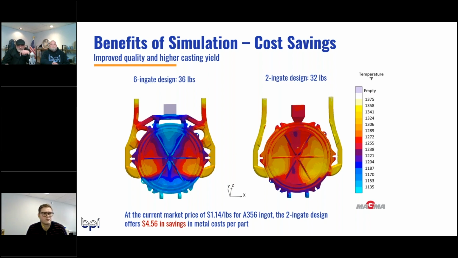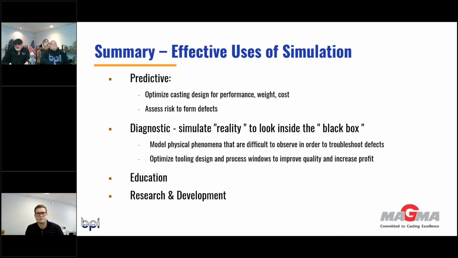Yeah, that's a fantastic catch, Tim. Not only are you reducing the amount of metal, the fill time is faster, and the cleaning costs are lower too. So exactly. With that in mind, I wanted to wrap up this discussion by quickly summarizing, generally speaking, effective uses of simulation. Obviously, predictive capabilities are very powerful. Looking at current jobs and looking at optimizing either tooling design, reducing scrap rate, improving quality.